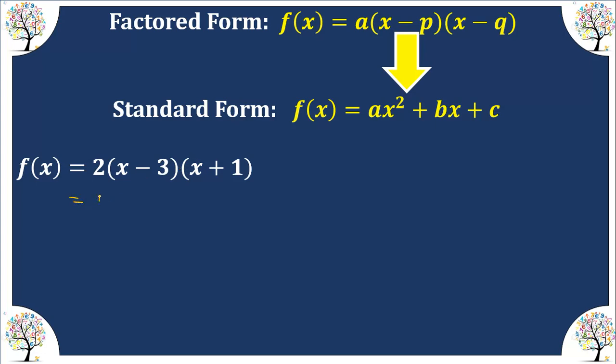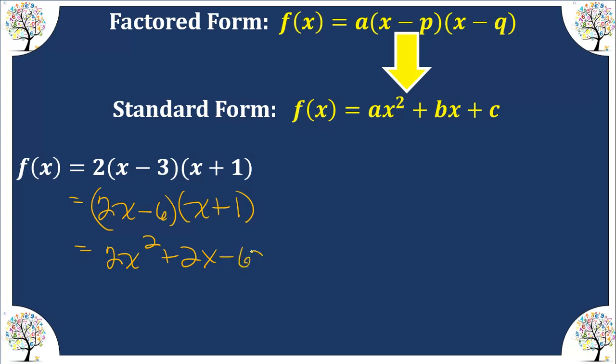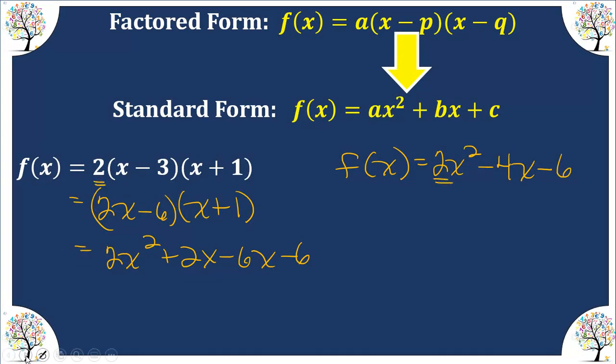I'm just going to go ahead and distribute 2 to the first binomial. And now I have to multiply it by x plus 1. So this gives us 2x squared plus 2x minus 6x minus 6. And then when we combine the linear terms, we have 2x squared minus 4x minus 6. And our y-intercept would be 0, negative 6. Our two roots are going to be negative 1 and positive 3. And again, notice our a value is 2. It's positive and it would turn up.